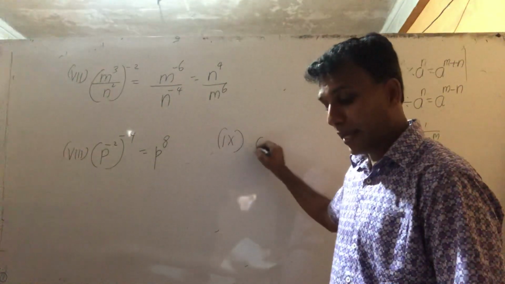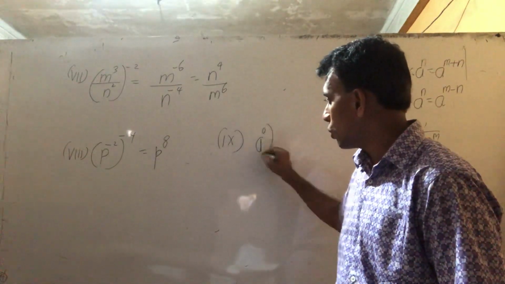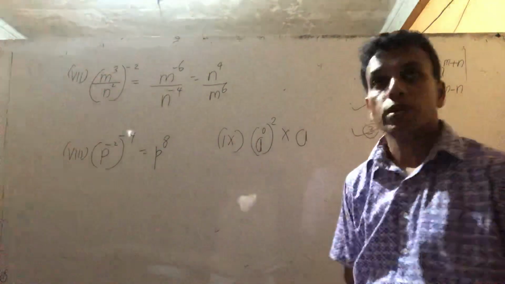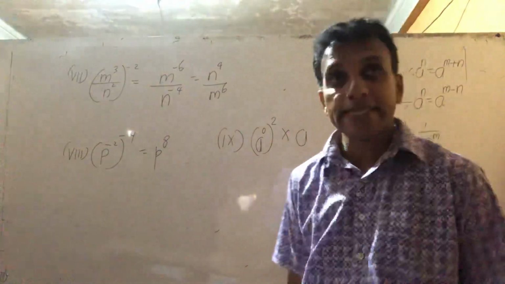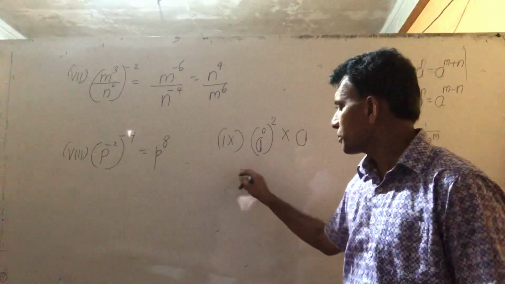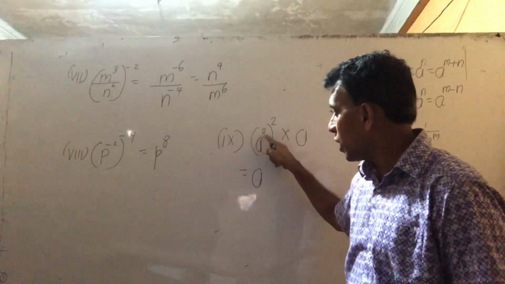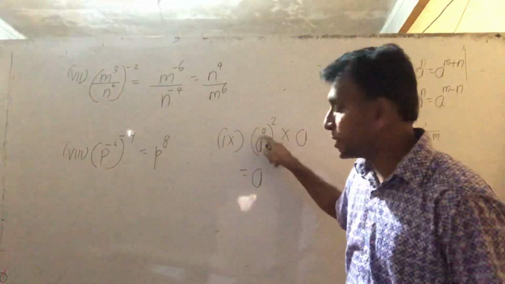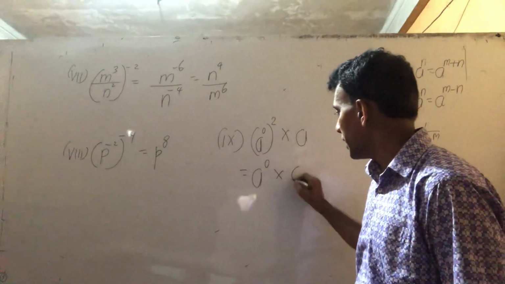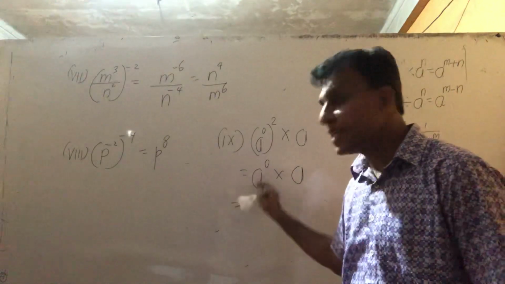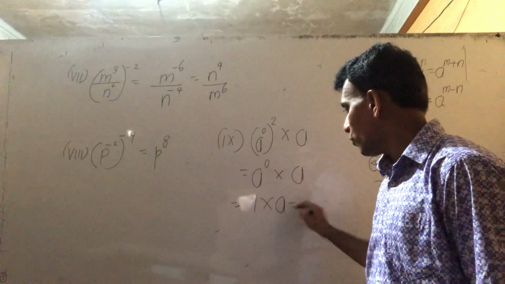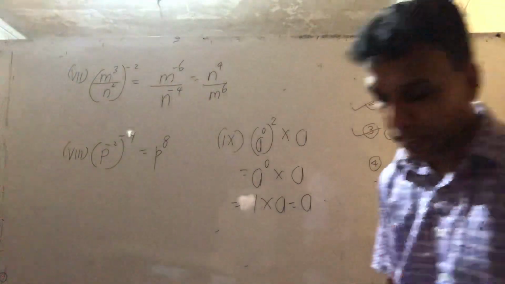Next problem, a to the power 0, completely to the power 2, into a. It's the last question of the exercise, using the last rule of indices. So what is the answer? a to the power, power into power, multiply: 0 times 2, that is 0. What is power 0? The answer is 1 into a. Therefore the answer is a, 1 times a.